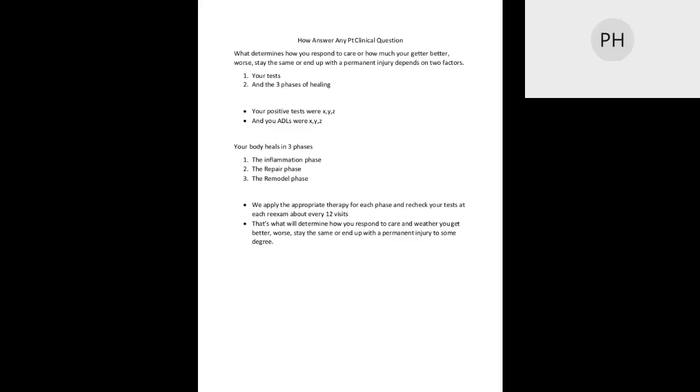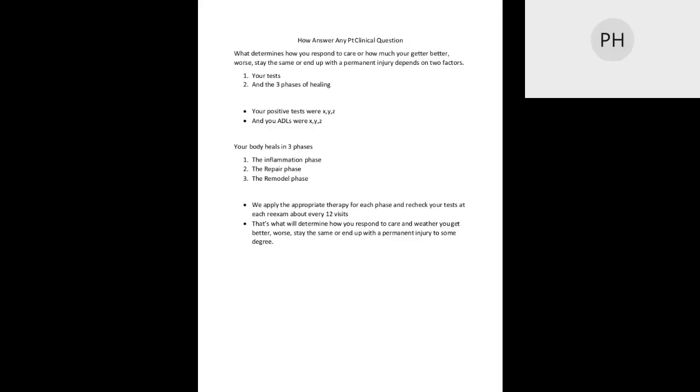Now I personalize it. Your tests were XYZ, whatever their positive tests were, and your main ADL was this. This is where you had pain and restrictions. So your body heals in 3 phases. There's the inflammation, repair, and remodel phase.